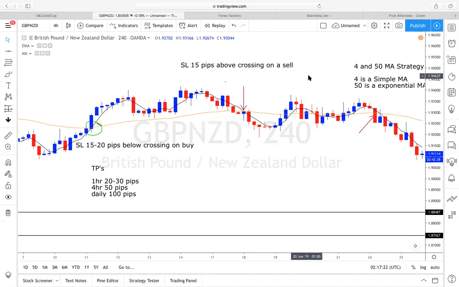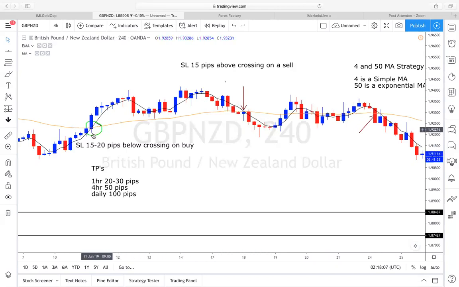So now, let's go over this again. When the 4 crosses the 50 on the way up, what are we going to do? Remember, the 4 is the one that does all the crossing, not the 50. Right? And when the 4 crosses the 50 back here on the way down, what are we going to do? We're going to sell, right? Short sell, however you want to call it.